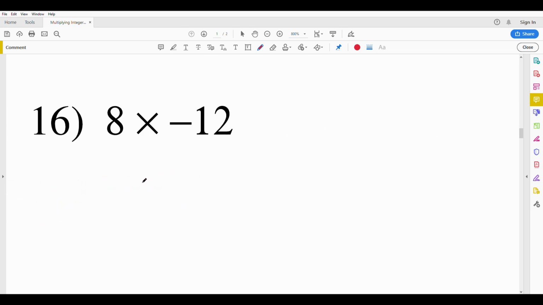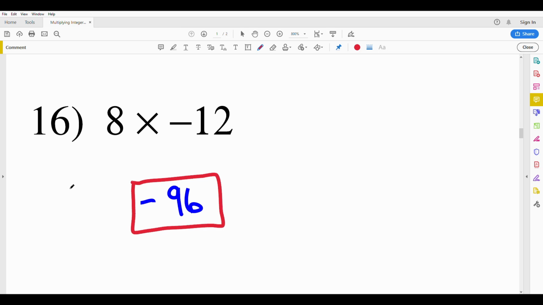In number 16, we have 8 times negative 12. Positive times a negative, that's going to be a negative. So 8 times 12 is 96. So negative 96 is our solution in number 16.